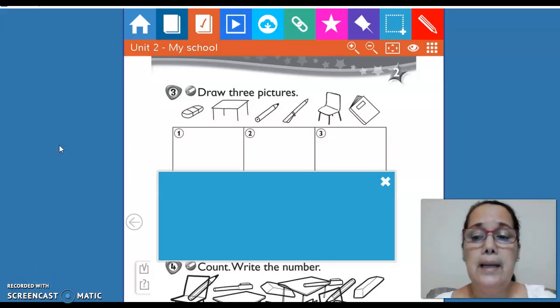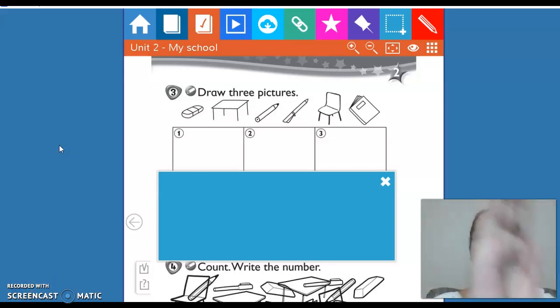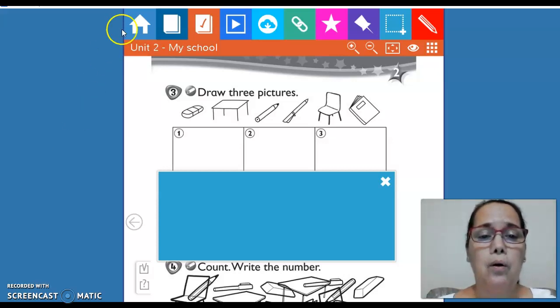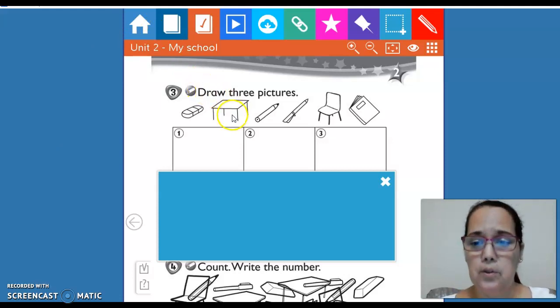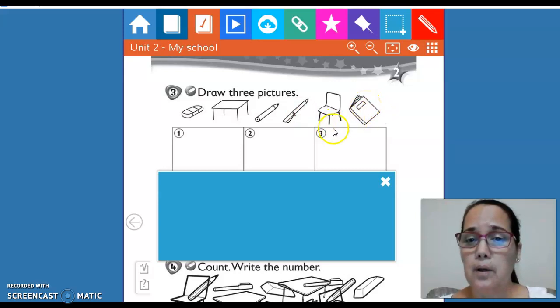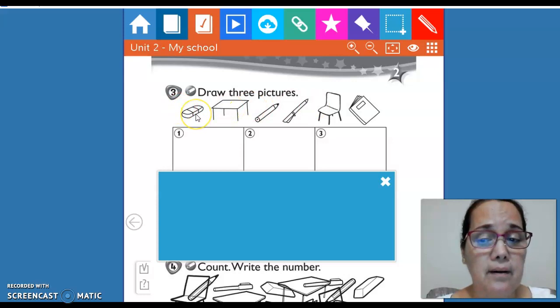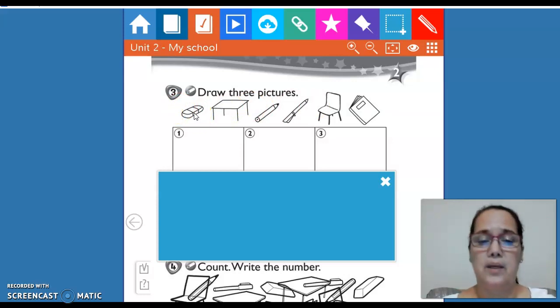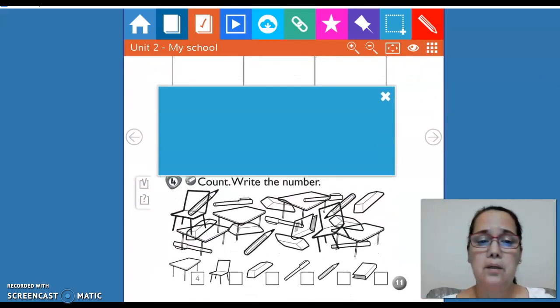Good. Listen. Raise your hand. Raise your hand if you draw a table. Good. Raise your hand if you draw a pen. Good. Raise your hand if you draw a book. Raise your hand, students that draw a chair, an eraser. Good job, kids. And now let's go to activity 4.